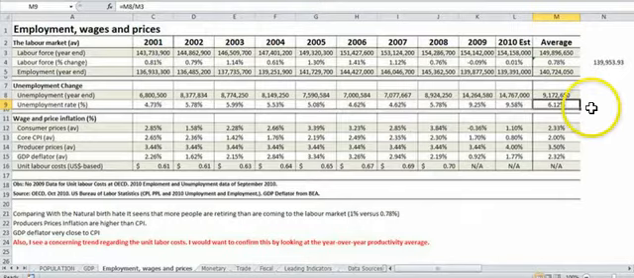Well, one thing you can do is compare your nation's current unemployment rate to what is considered to be the best unemployment rate. Now, what is the best unemployment rate? Well, there's a term called NAIRU, the non-accelerating inflation rate of unemployment, NAIRU.